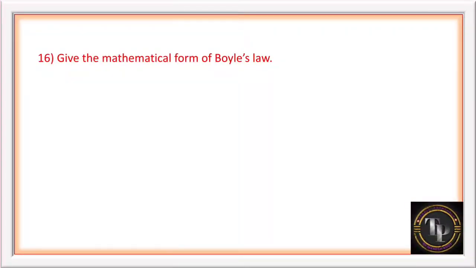Give the mathematical form of Boyle's law. What is Boyle's law? At constant temperature, pressure is inversely proportional to volume. So how to write inversely proportional? P is inversely proportional to volume, that is P ∝ 1/V, which indicates inversely proportional to volume at constant temperature. This was given by Boyle's law.